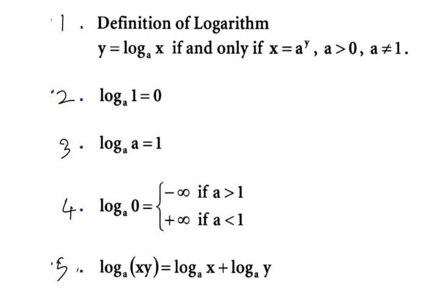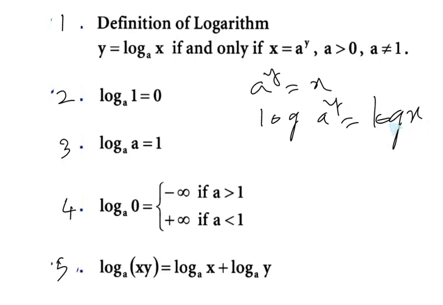Definition of logarithm. y is equal to log x base a if and only if x is equal to a^y, where a is greater than 0, a is not equal to 1. a^y is equal to x. If you apply log both sides, then log of a^y is equal to log x. So y log a is equal to log x. This is y equal to log x base a.